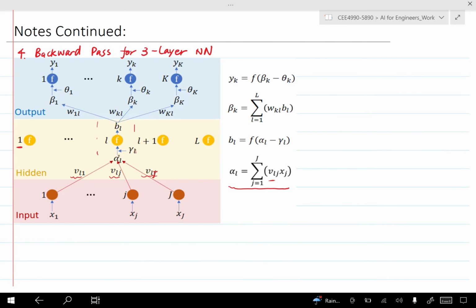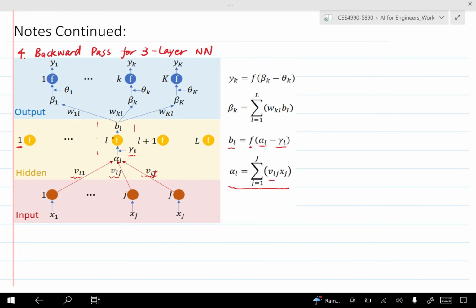Alpha_l, then we have a subtraction operation. It will be compared with gamma_l. Gamma_l is the threshold. It is compared with the threshold before it enters the activation function. After we apply the activation function to the difference between alpha_l and gamma_l, we get the output of this neuron. It's called b_l. So we do the summation, we get alpha, then we apply the activation function. We compare alpha_l and the threshold, and the difference is used as the input for this activation function. We get output b_l.